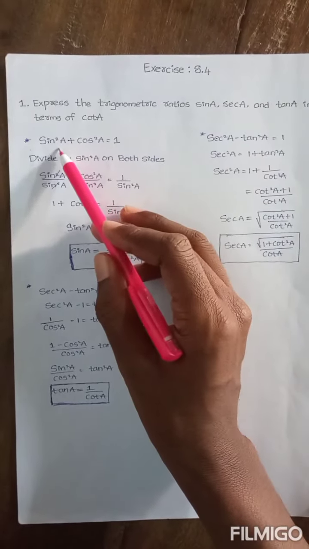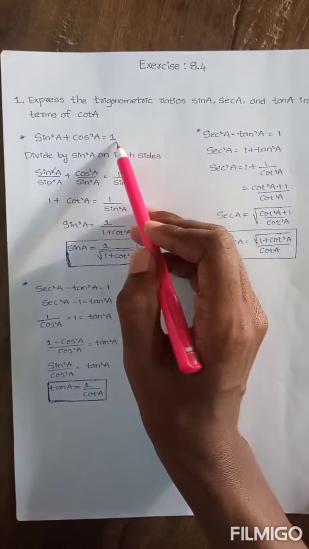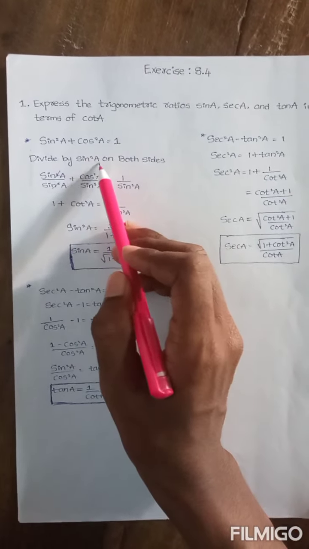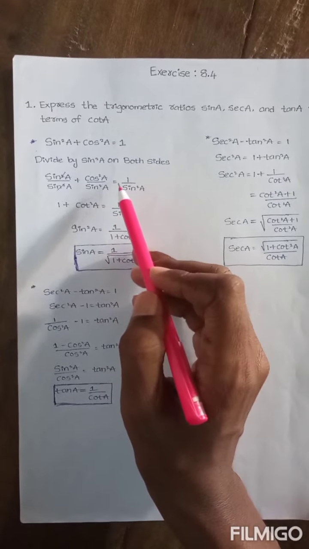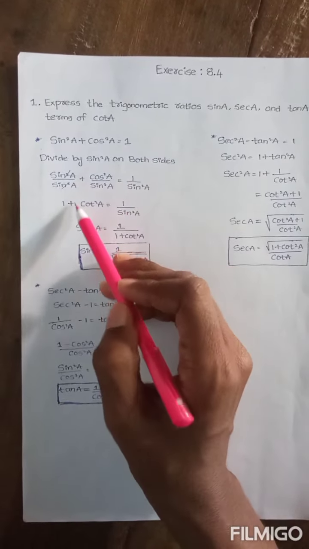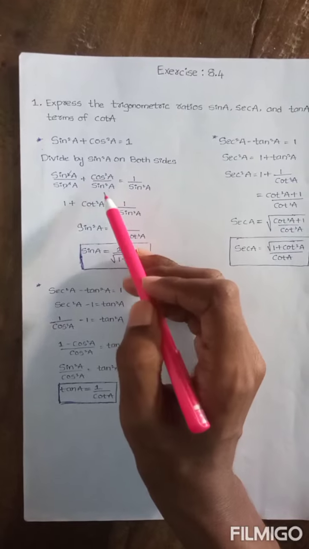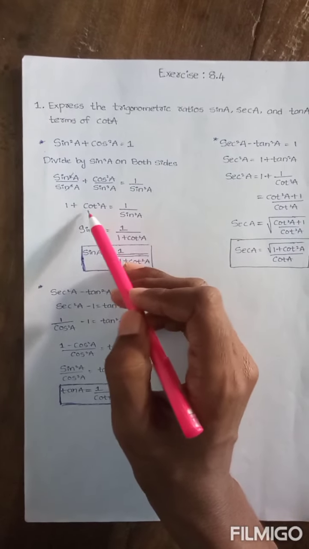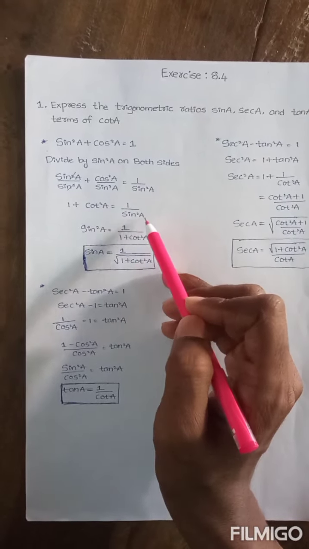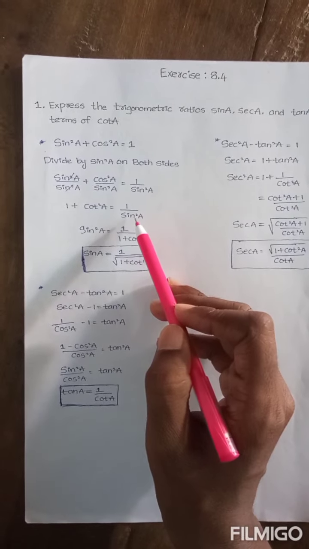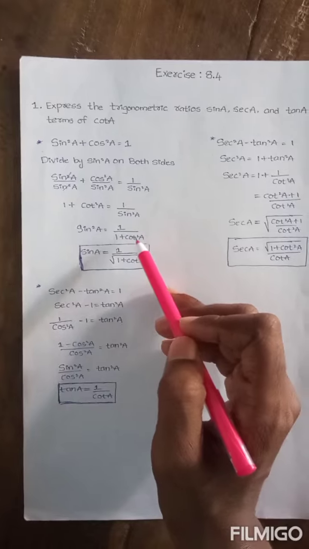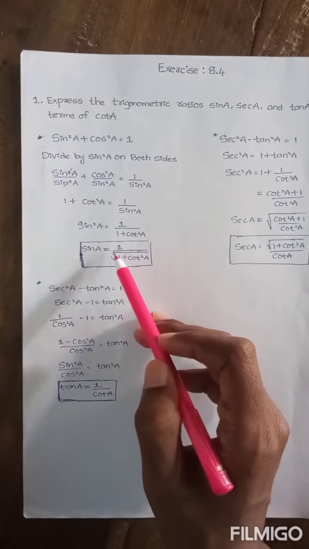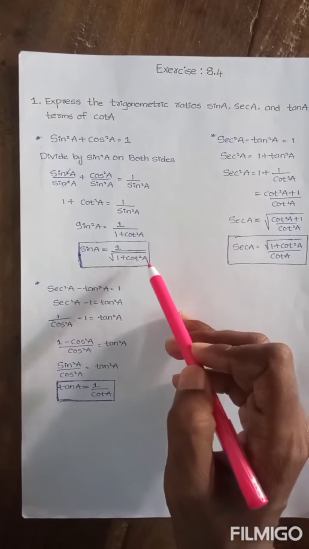We know that sin square theta plus cos square theta is equal to 1. Now dividing both sides by sin square A, we get sin square A by sin square A plus cos square A by sin square A equals 1 by sin square A. That is 1 plus cot square A equals 1 by sin square A. Now taking sin square A on the LHS, we get sin square A equals 1 by 1 plus cot square A. That is, sin A equals 1 by under root 1 plus cot square A.